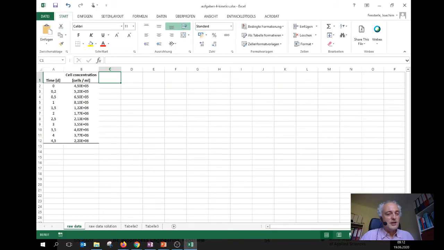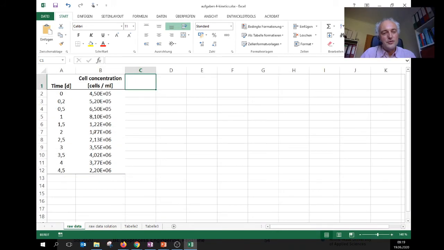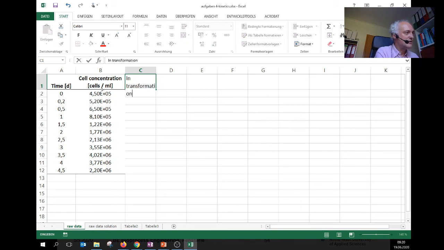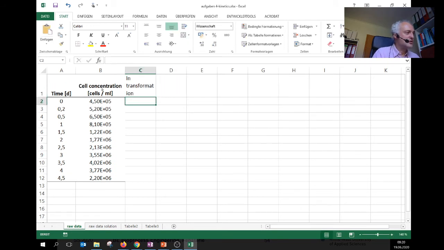So we copy this data into an Excel sheet. We first look at our concentrations here, and then we do an ln transformation, and I just put it here. So it's equal to ln. Here we go.